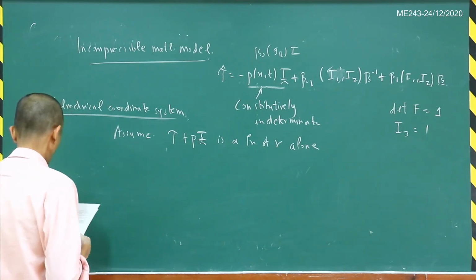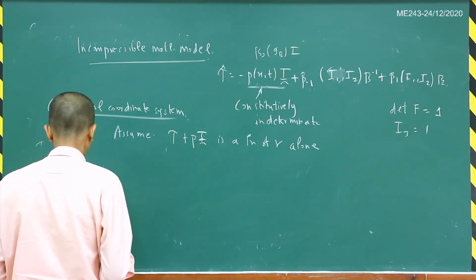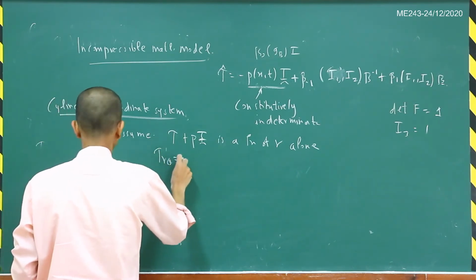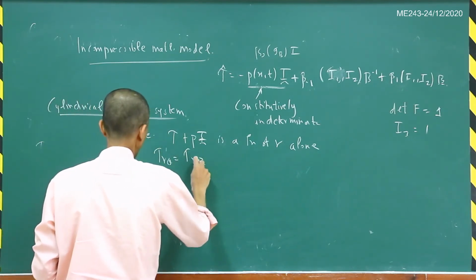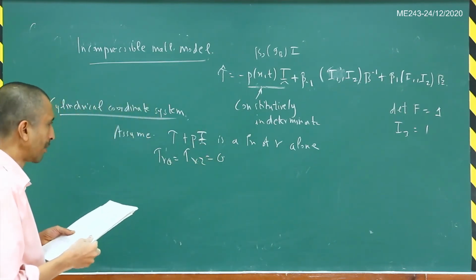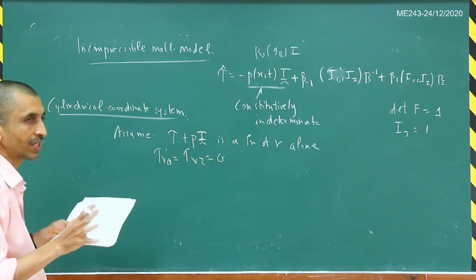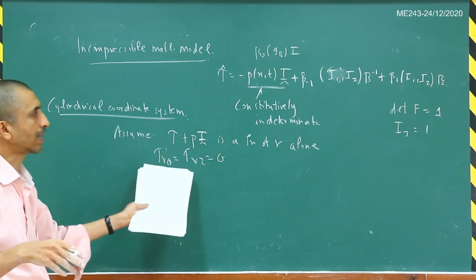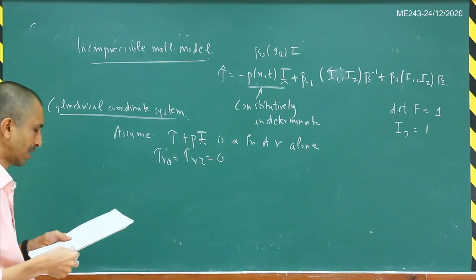And then also assume that tau R theta is equal to tau R Z is equal to 0. These are the set of assumptions, so basically we are looking at only a very restricted class of solutions here. So the loading is such that these assumptions are satisfied here.